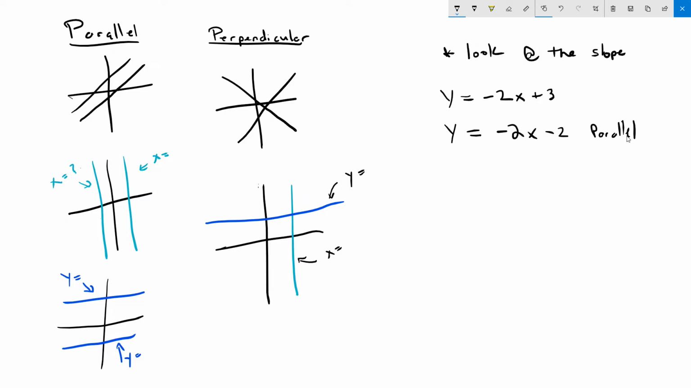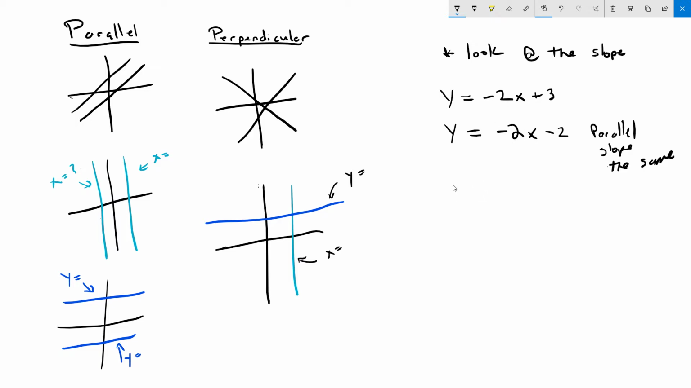Okay, so parallel if the slope is the same. And I mean exactly the same. It can't just be 2 and negative 2. It has to be exactly the same. So negative 2 and negative 2.